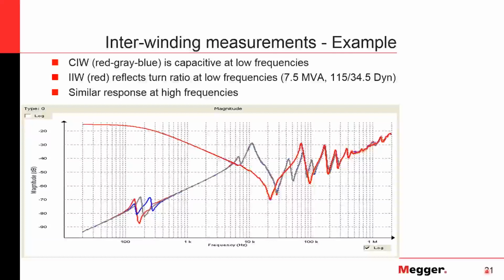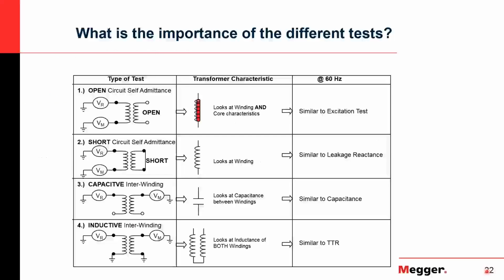So looking at this, you have your capacitive inner winding, where the capacitive effects of the winding interaction dominate the low frequencies. And then you have the inductive inner winding, where the TTR, the turns ratio, affects the low frequencies. And as you go into the mid to high frequency range, these two are going to start to overlap, and you should see a very similar response in a typical result.